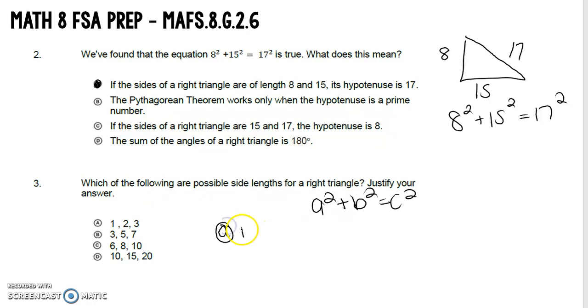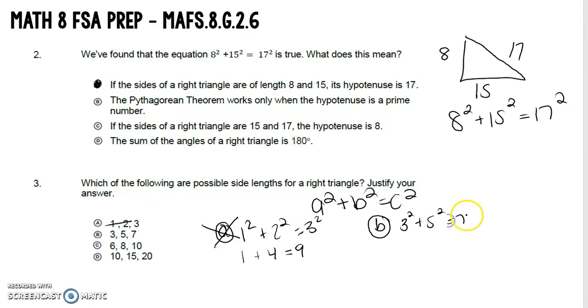So for A, 1 squared plus 2 squared, does that equal 3 squared? Well, let's try that out. 1 plus 4, does that equal 9? No, A is not going to work. B would be 3 squared plus 5 squared equals 7 squared. So 9 plus 25 equals 49. No, that's not going to work either.